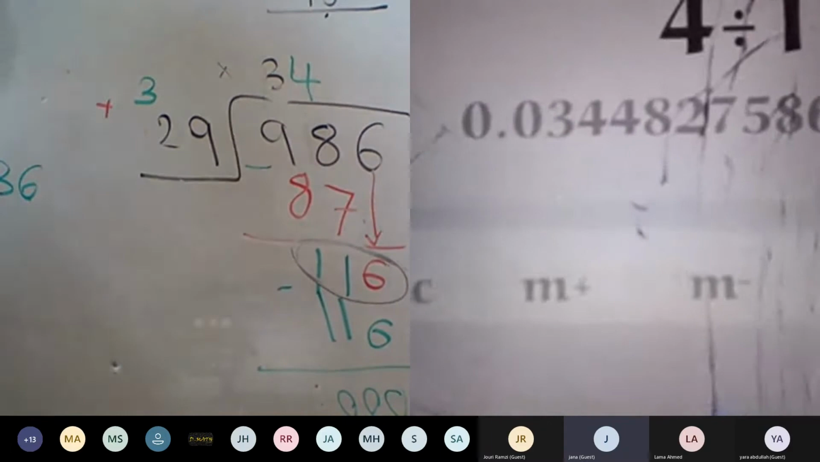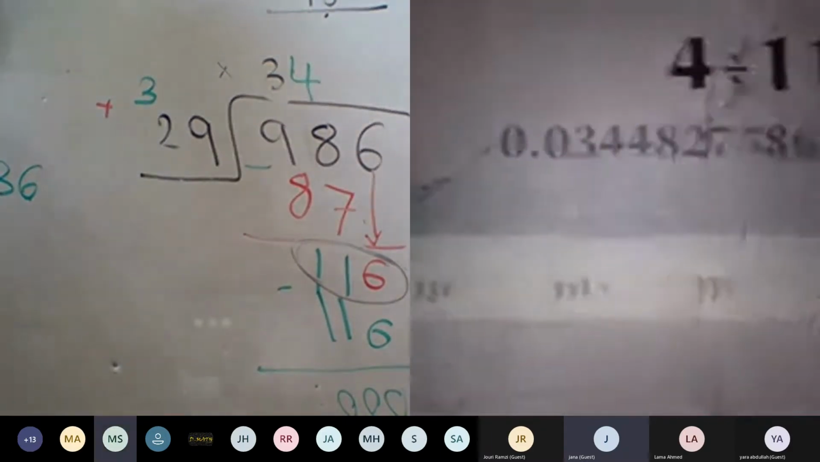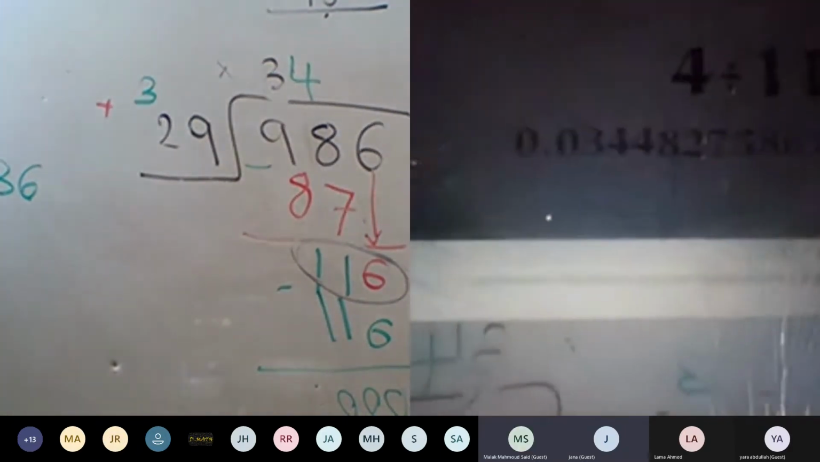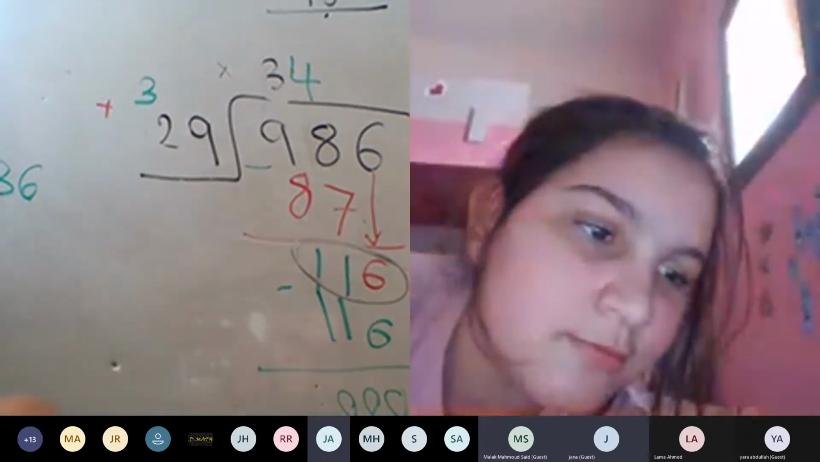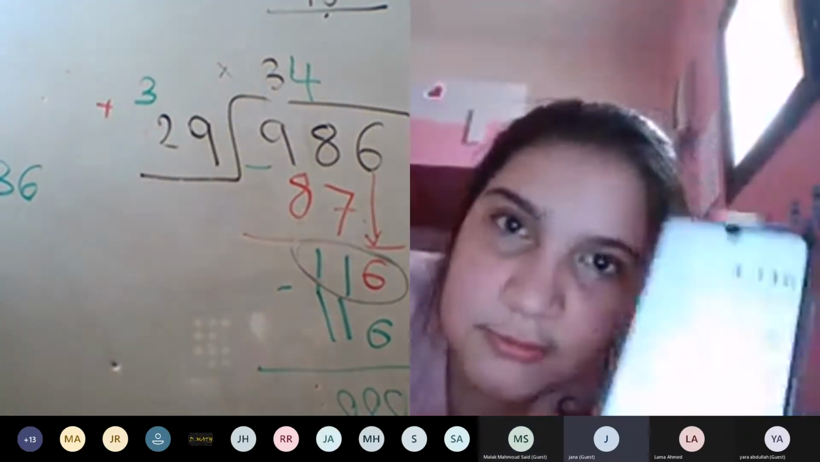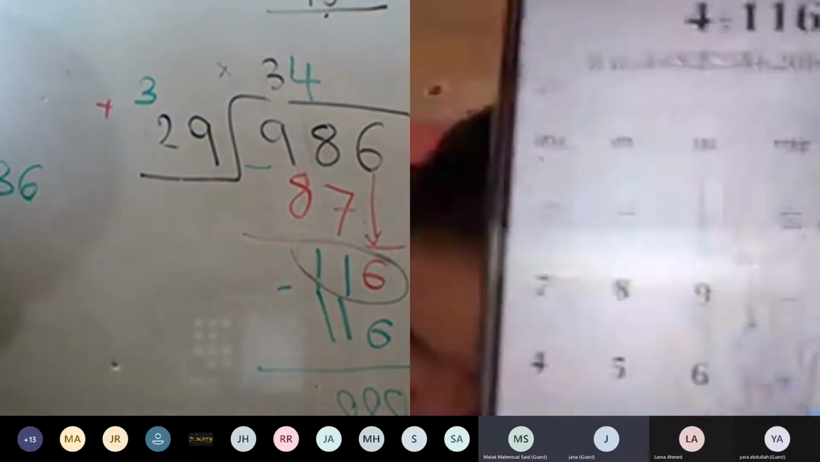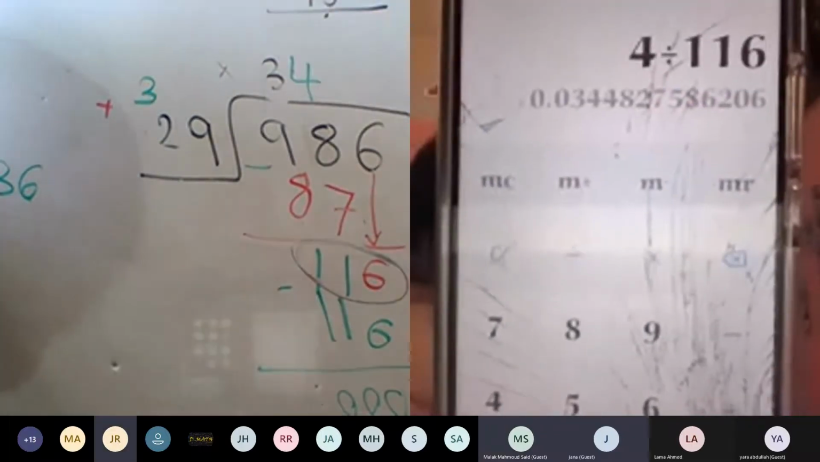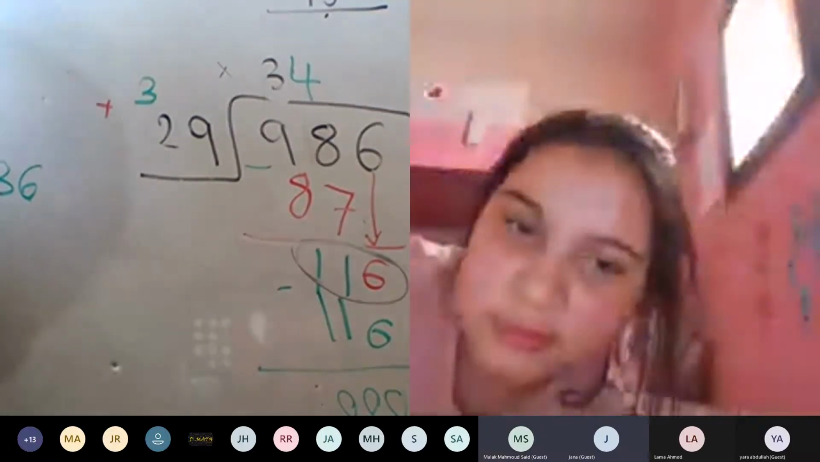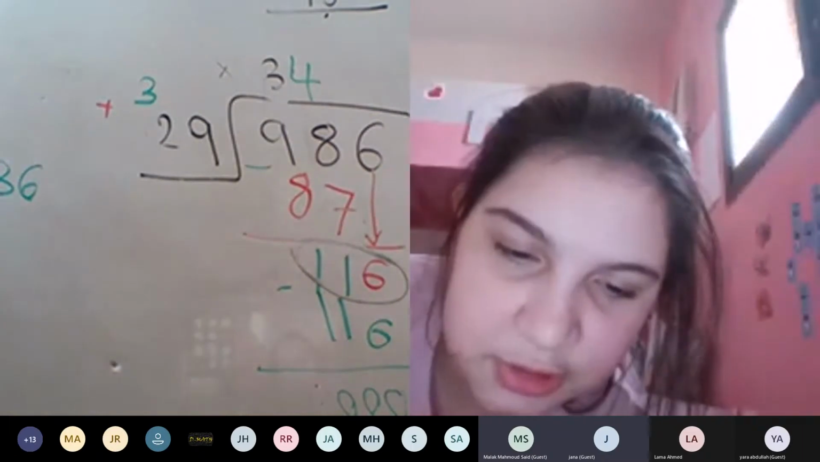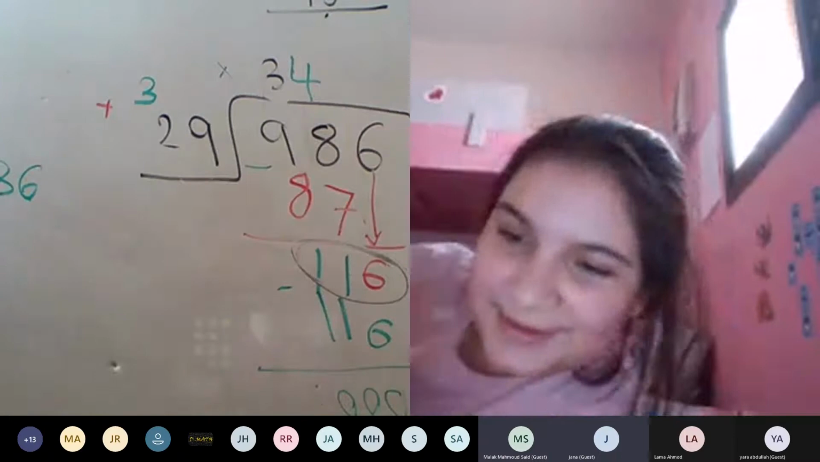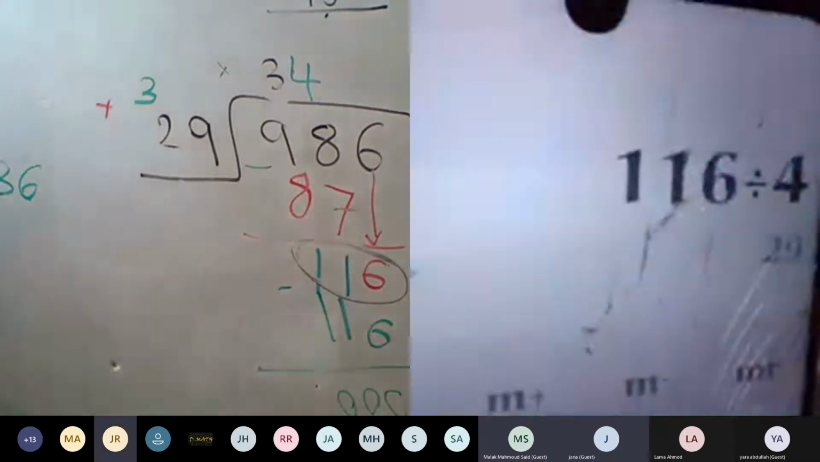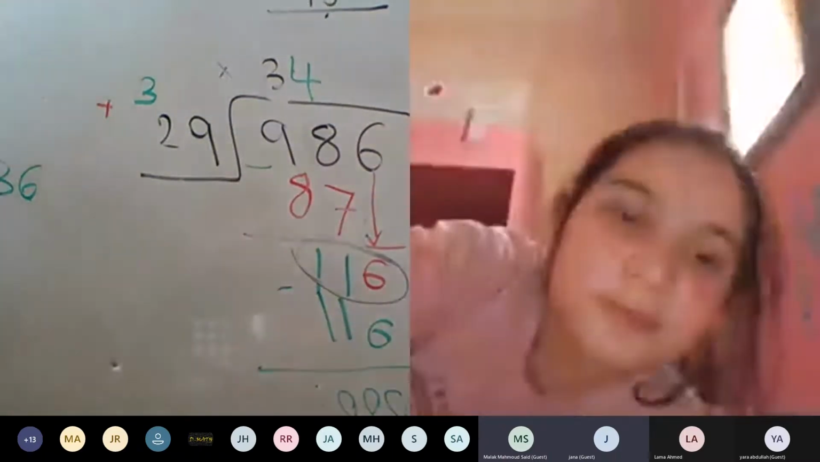What did you put? Because you have to write 116 first, because it is long division by 29. I know why. Erase and write the 116 first, then divide by 4. It will work. Okay, thank you.